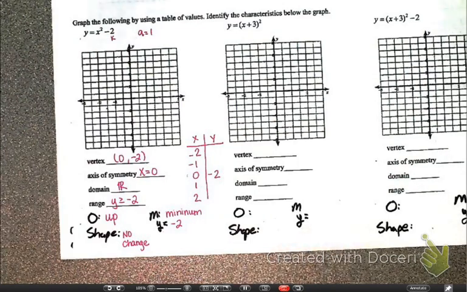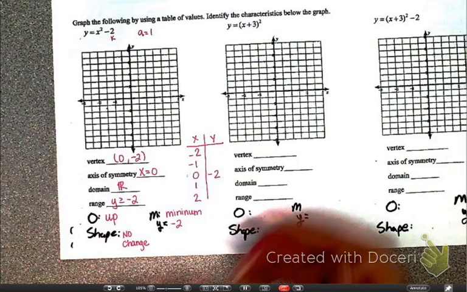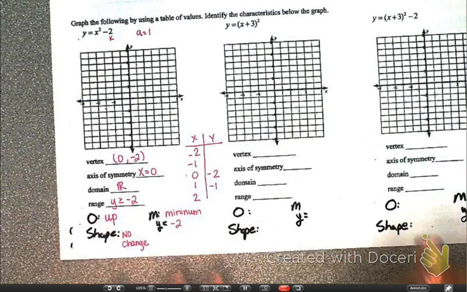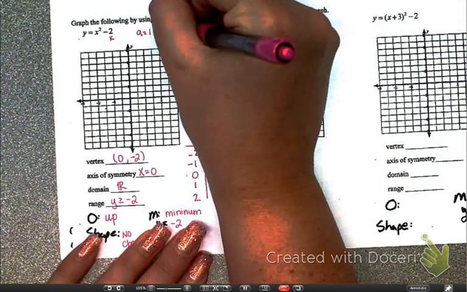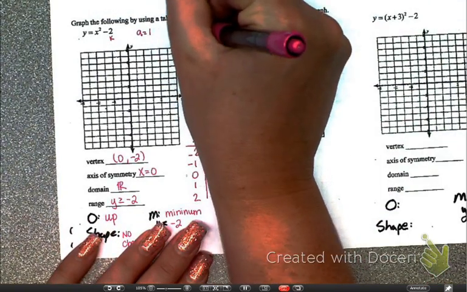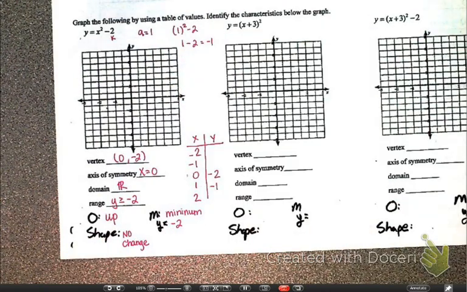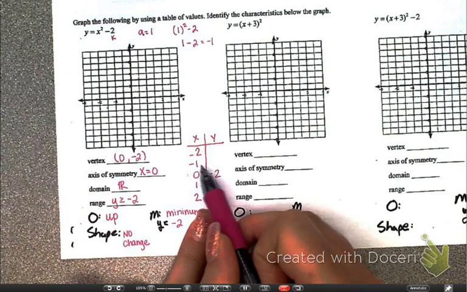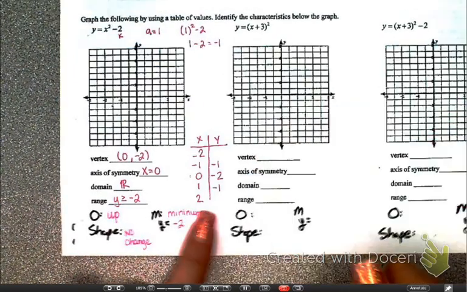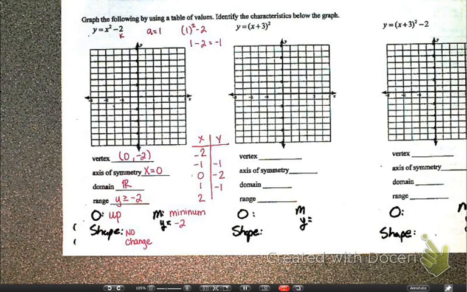1 minus 2 is -1. Okay, so once again, 1 squared is 1, 1 minus 2 is -1. Well, if I plug in -1, guess what? I'm going to get the same answer, so why am I going to plug it in twice?